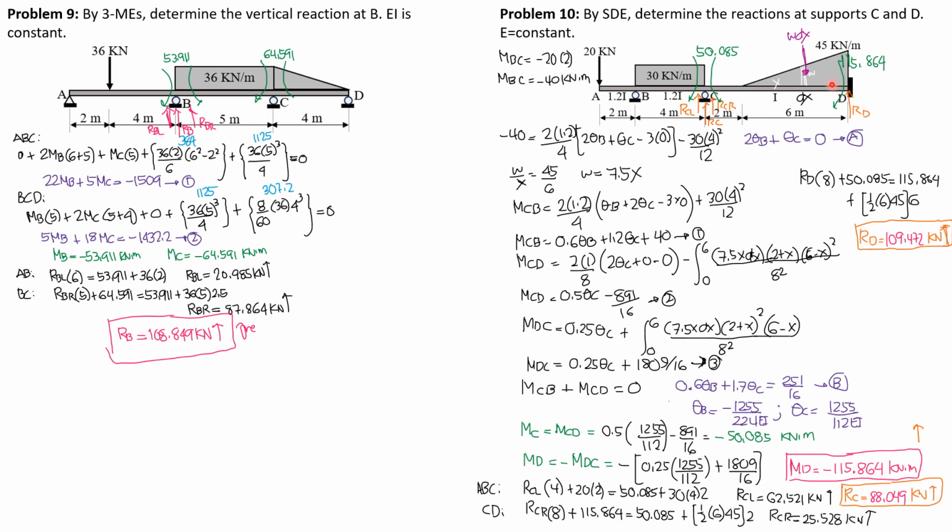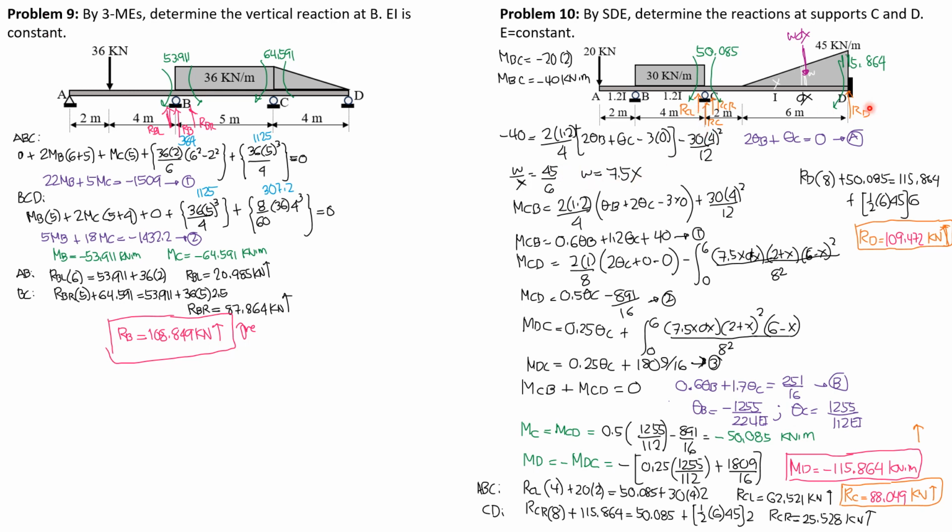Then for portion CD, because the load is not occupying the entire span, we have to evaluate the fixed moment by integration. So I'll have this strip W, intensity, thickness dx. So W as to x, this is x, equals 45 as to 6. So W is 7.5 of x.